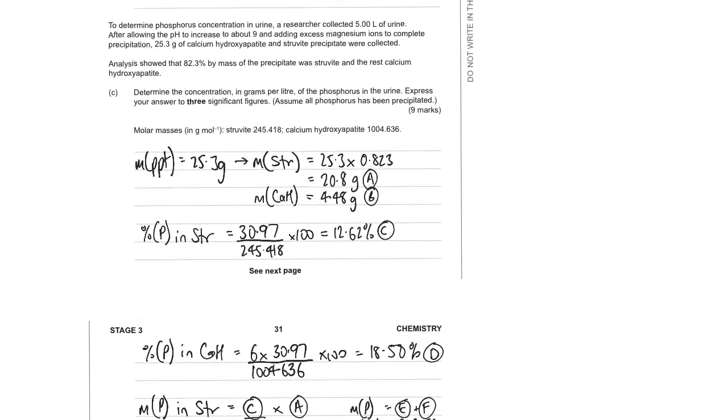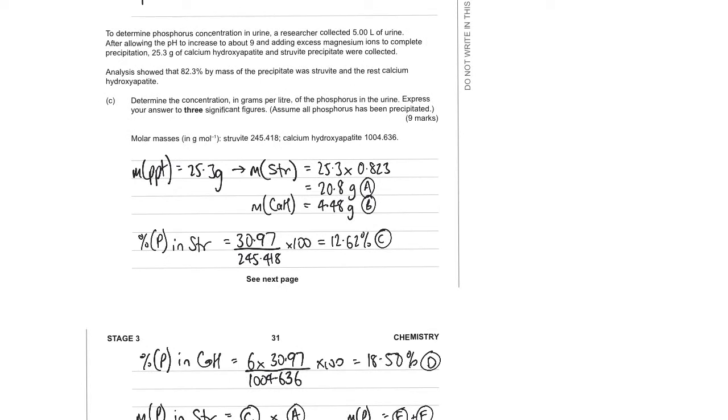Now this one was quite interesting. Determine the phosphate concentration in urine. Collected 5 liters of urine. Yeah, that's a lot of urine. And allowing pH to increase to about 9 and adding excess magnesium ions to precipitate everything out, it made 25.3 grams of a mixture of calcium hydroxyapatite and struvite precipitate. Analysis shows that 82.3% of the mass of the precipitate was struvite and the rest was calcium hydroxyapatite. Determine the concentration in grams per liter of the phosphorus in the urine.